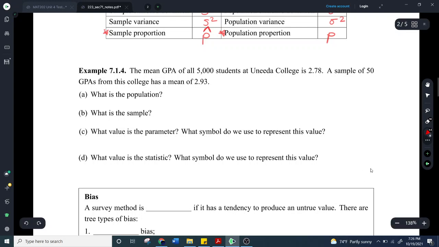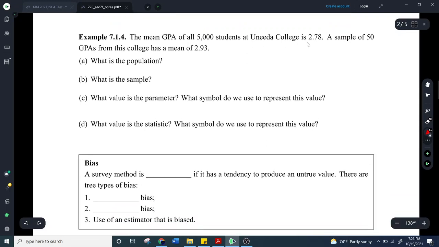The mean GPA of all 5,000 students at UNITA College is 2.78. A sample of 50 GPAs is calculated from this college has a mean of 2.93. So what is the population? So in this case, the population would be all 5,000 students at the college. Okay. And then the sample is the 50 that we selected.